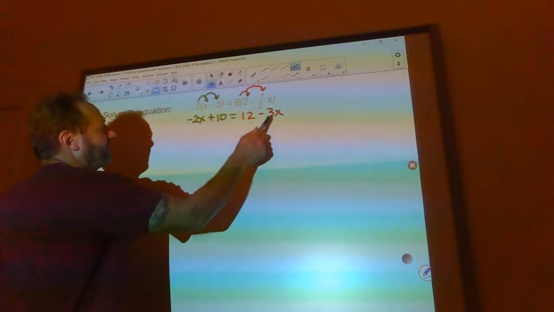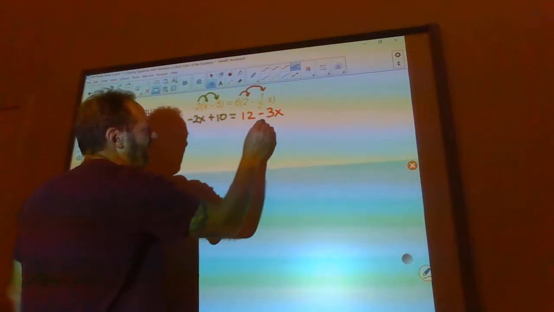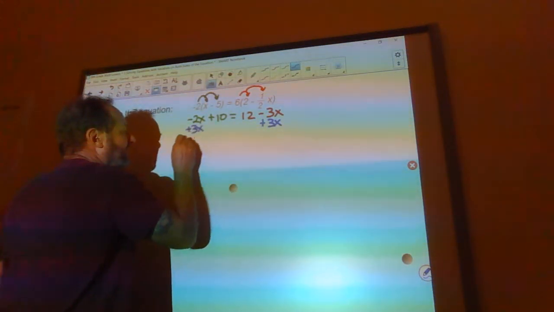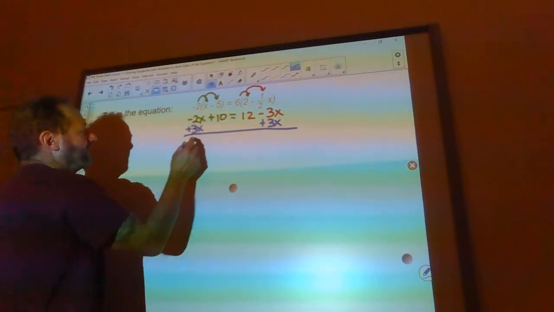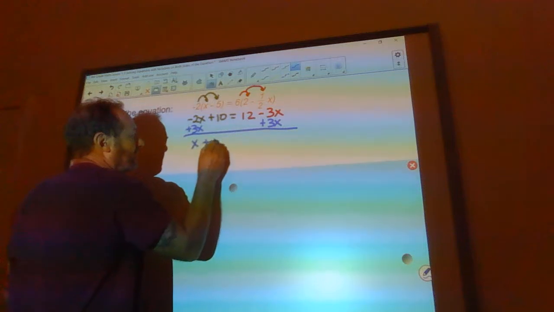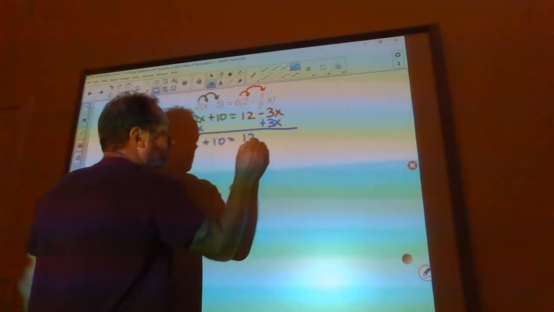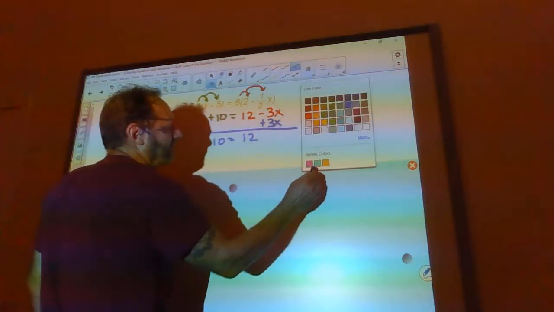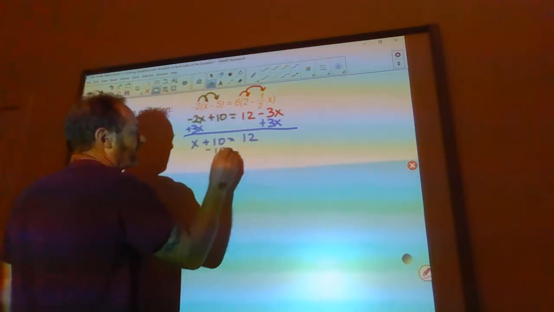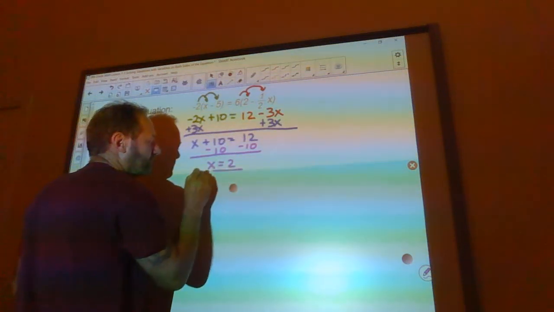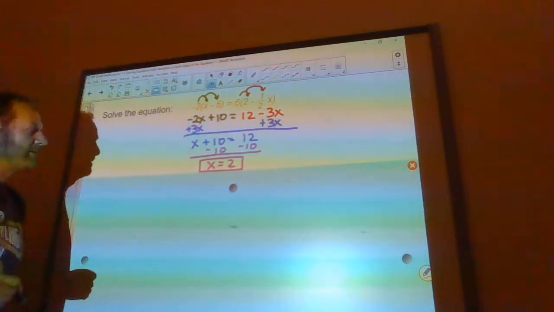Okay, again, I have x's on both sides. So I'm going to add these 3 x's to both sides, because I like my x's to be positive whenever I can. So this is going to be negative 2x plus 3x is going to be x, plus 10 is 12. And then I'm going to subtract 10 from both sides. And I get x is 2. Piece of cake.